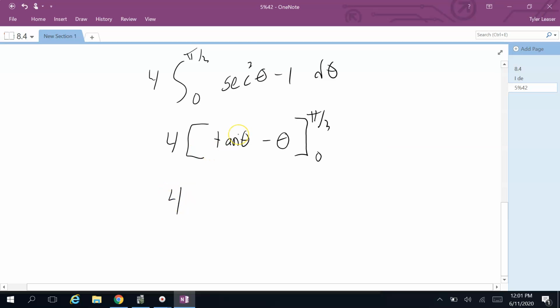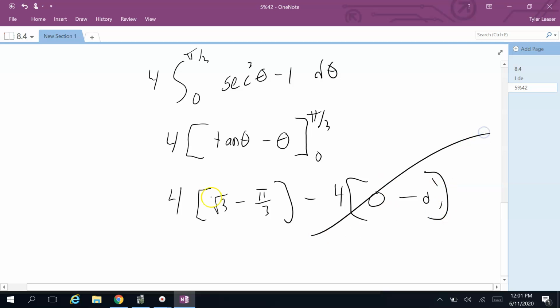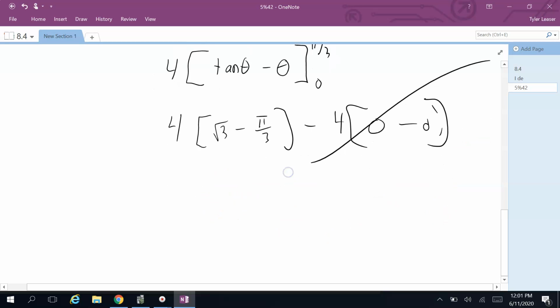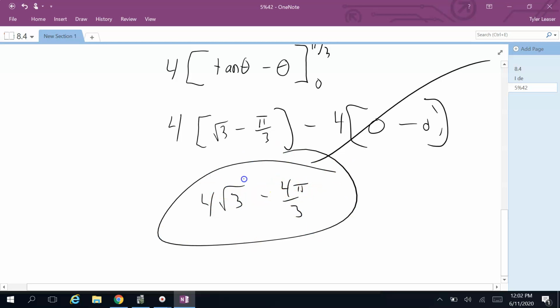Okay, and then we just plug it in. So tangent theta, plugging in pi over 3 is square root 3. So that's, again, coming from the unit circle. That's going to be minus theta, so pi over 3. That minus plugging 0 in. Tangent of 0 is 0, minus 0. So this just is nothing, basically. And this is going to be our final answer. I'll go ahead and distribute the 4 in. 4 root 3 minus 4 pi over 3. Okay, great. Moving on to section 5.